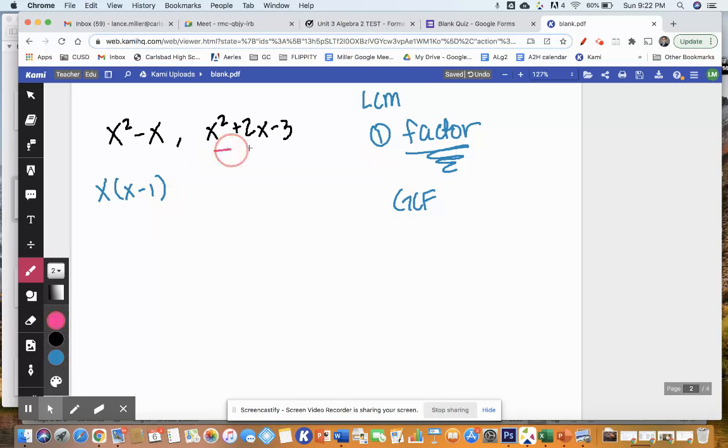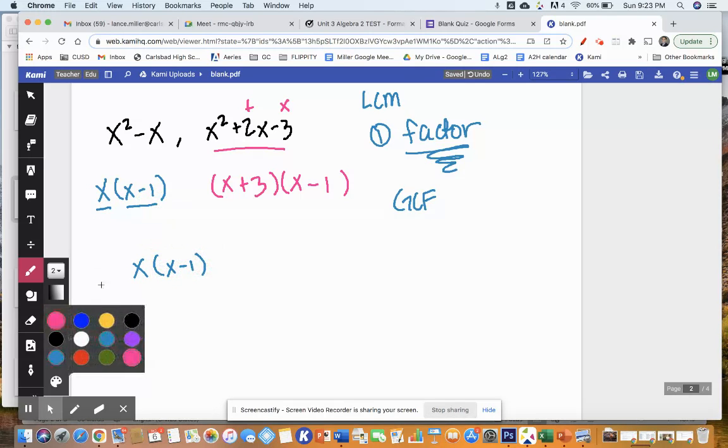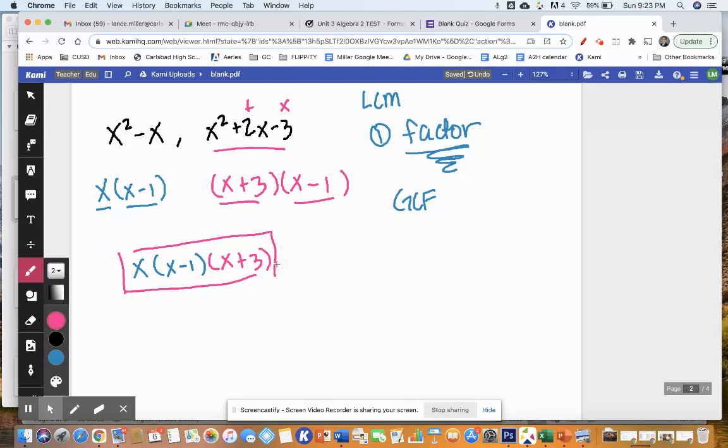Over here, I have a trinomial that I can factor into 2 numbers that add to 2 and multiply to 3. Well, it's going to be 3 and 1. I'm going to have to do plus 3 and minus 1. All right, when I'm building my LCM, I'm going to have an x. I'm going to have an x minus 1. And then I'm going to go over here. I have to have an x plus 3, so I have to add it. And I have to have an x minus 1. Well, guess what? I already have an x minus 1, so that factor is covered. Okay, so there is my LCM.